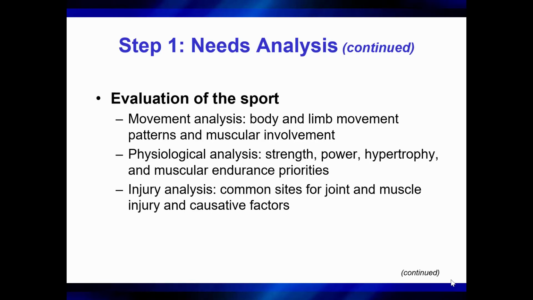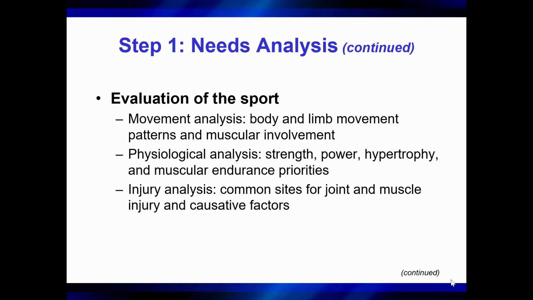Off the line of scrimmage, a receiver will be overcoming his own inertia quite rapidly and going down the field trying to beat the corner and catch the ball. An offensive and defensive lineman are going to be making contact with another individual and having to utilize high force, low velocity movements to overpower their opponent.